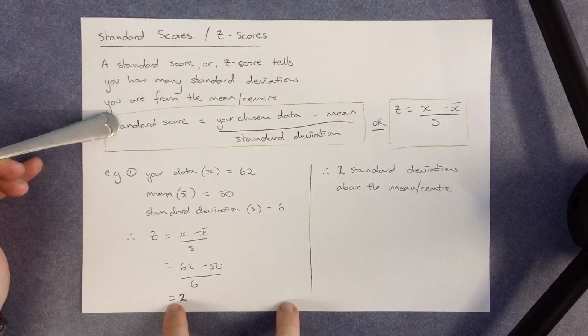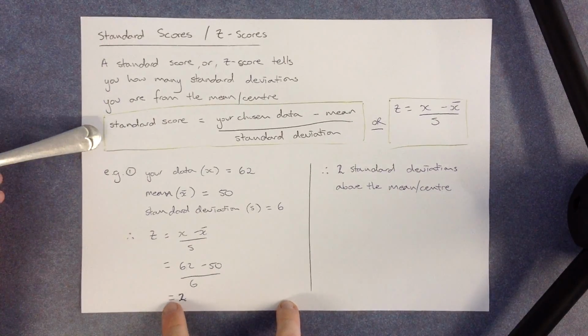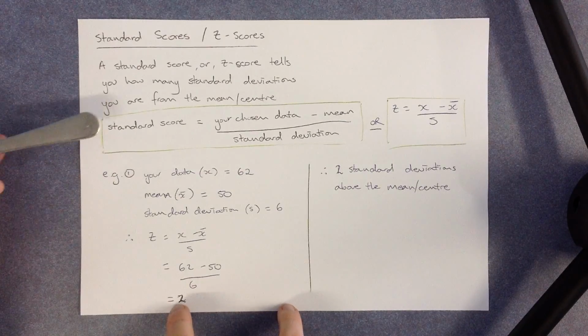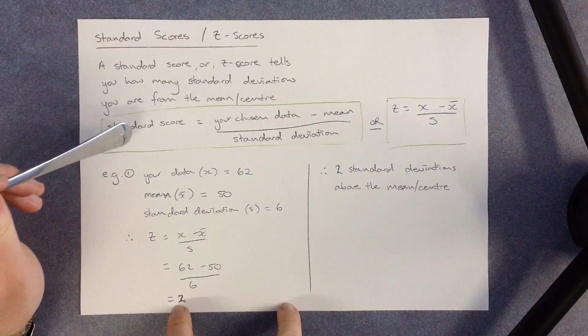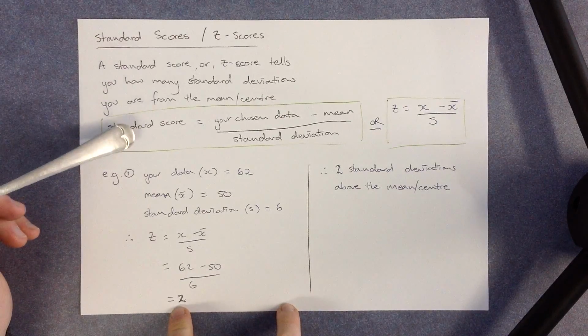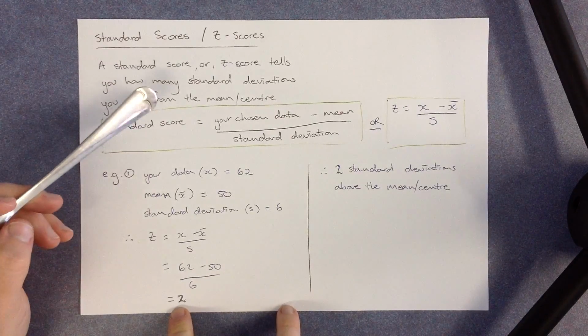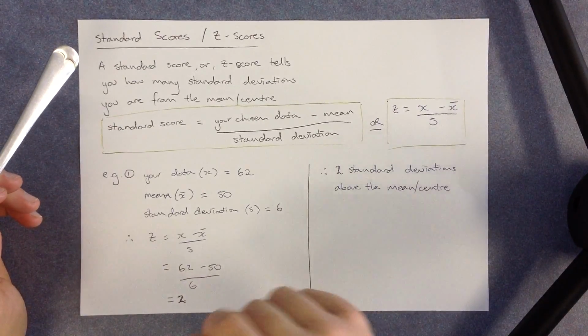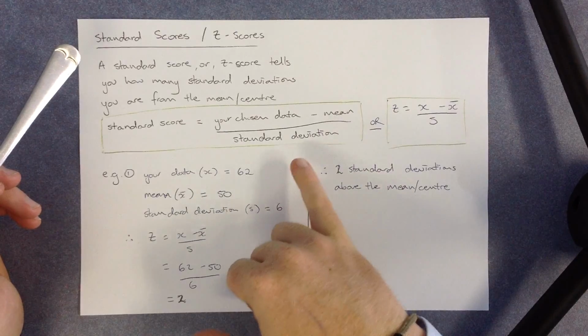So here's a quick formula for you to use. You will have to use this formula. You can calculate z-scores on your calculator, but you will use this formula, so you'll need to know it. The standard score, or the z-score, is whatever your piece of data is that you're looking at, minus the mean, divided by the standard deviation.